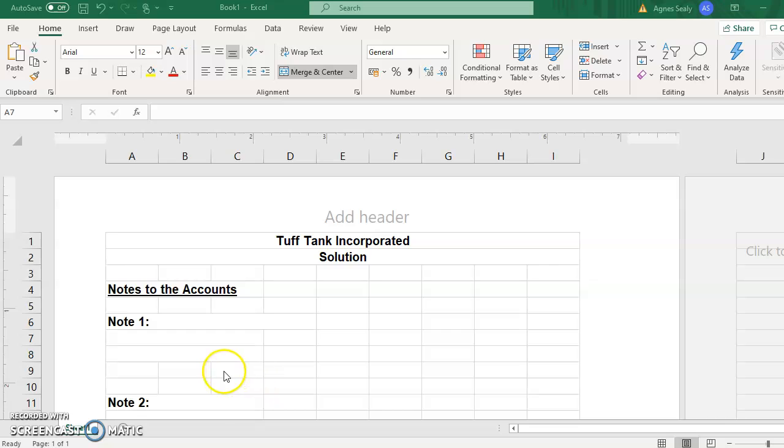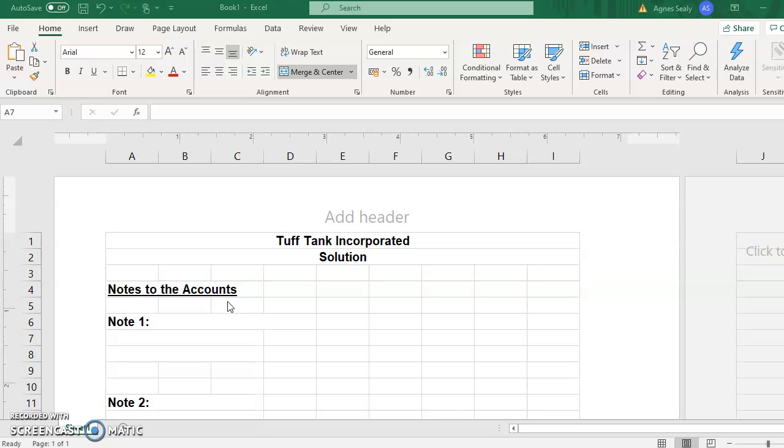We are here in our spreadsheet at this stage, and you see that I already have the heading Tuff Tank Incorporated, and this is the solution, and I have a heading here, notes to the accounts. Remember from our previous video, we would have stated that you have to prepare notes to the financial statements showing, and that is basically the calculation.